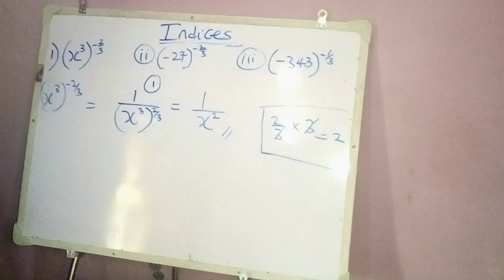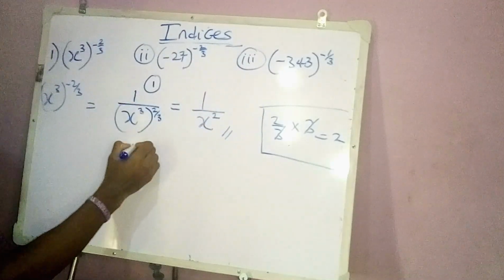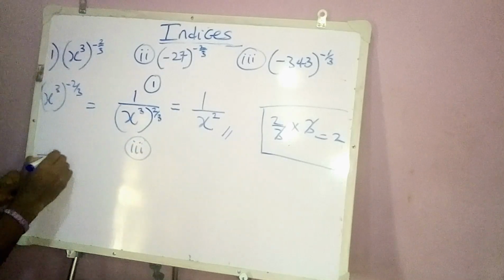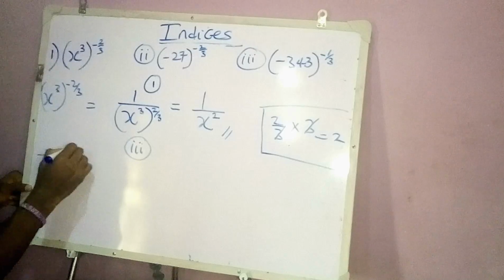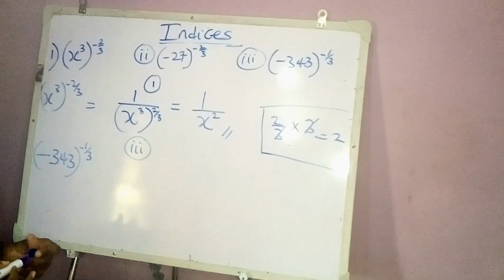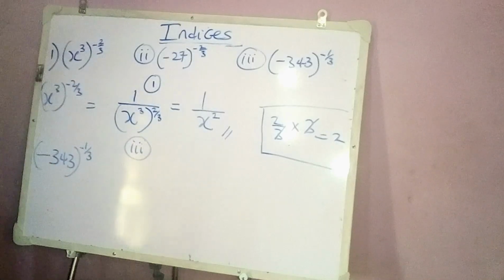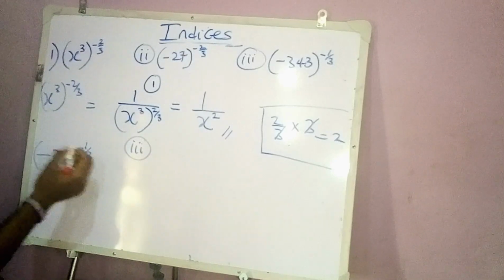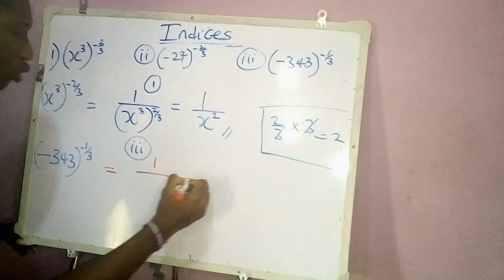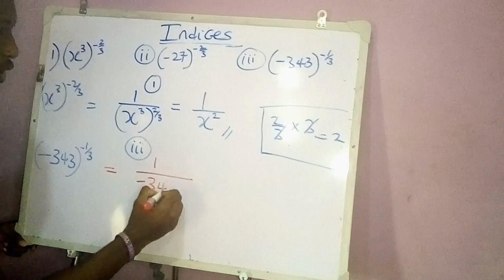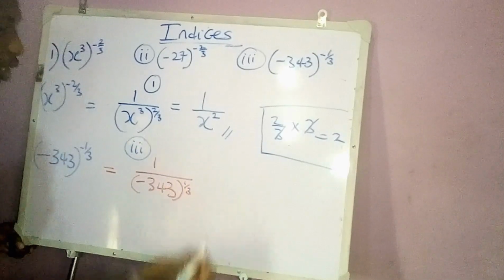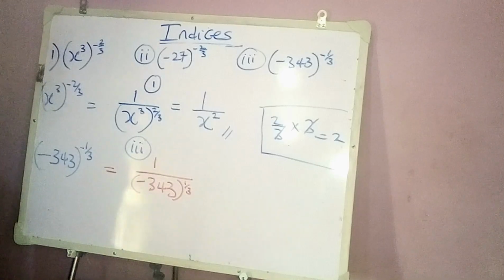Let's look at the third question. The third question says negative 343 all raised to the power of negative 1 all over 3. Now, since we have this, the first thing to do is remove the negative sign from the exponent. So we have 1 all over negative 343 all raised to the power of 1 all over 3. And we know this will be quite easy.